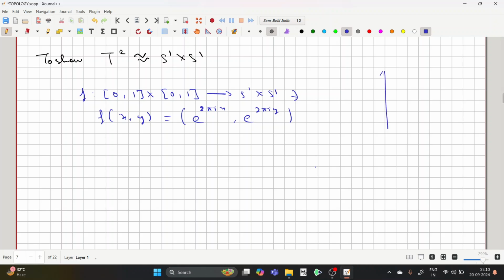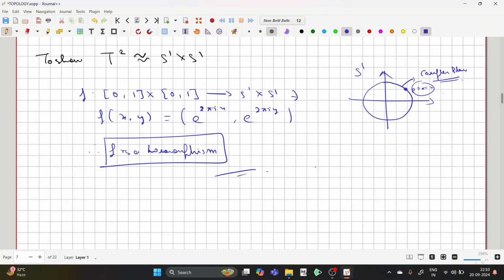Because if I consider a unit circle, I can consider this to be in the complex plane, because I can consider this to be in R2, and R2 is topologically equivalent to the complex plane. So each point on S1 I can identify as e^(2πix) by the polar form or by the Euler form. So I send x to e^(2πix) and y to e^(2πiy). But then you can easily observe that f is a homeomorphism. F is easily a homeomorphism, and this is the exact homeomorphism you require.